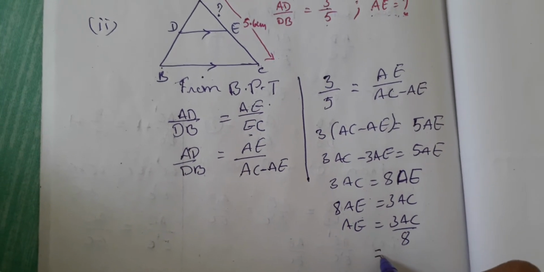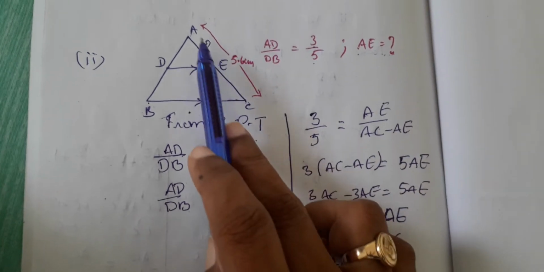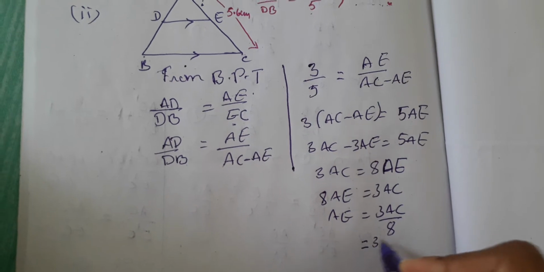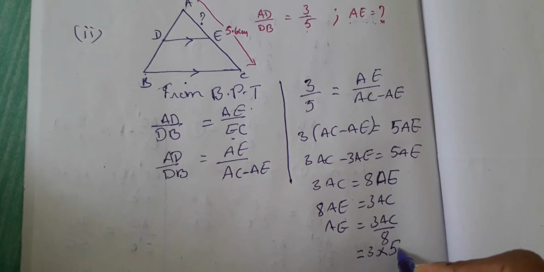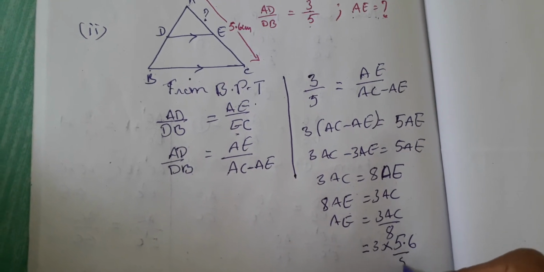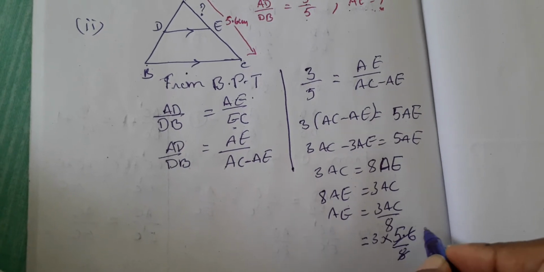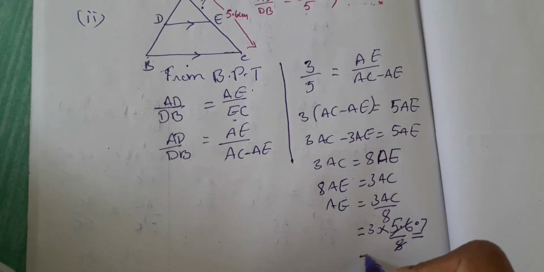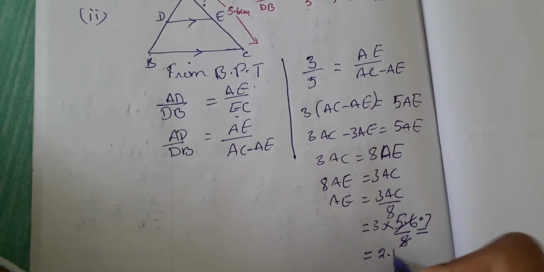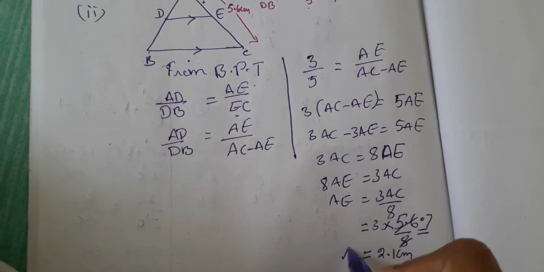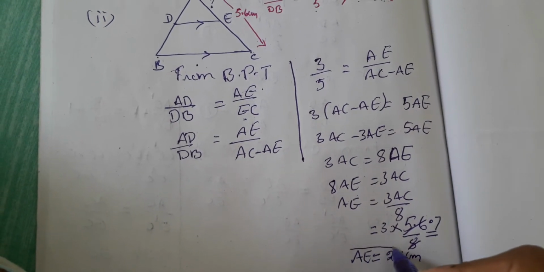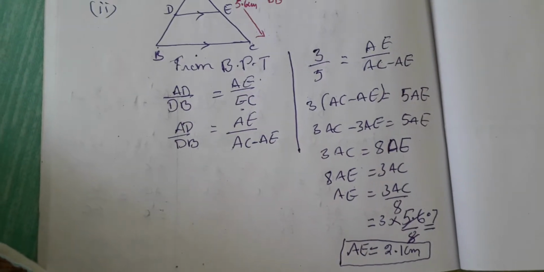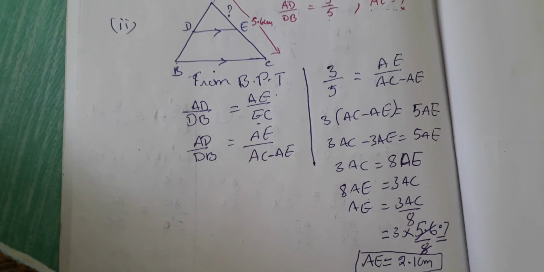Let us substitute AC here. What is AC given, children? 5.6 centimeters. So substitute 3 into 5.6 by 8. This goes 0.7 times. 0.7 into 3 is 2.1. So simple. So AE is equal to 2.1 centimeters. Clear?